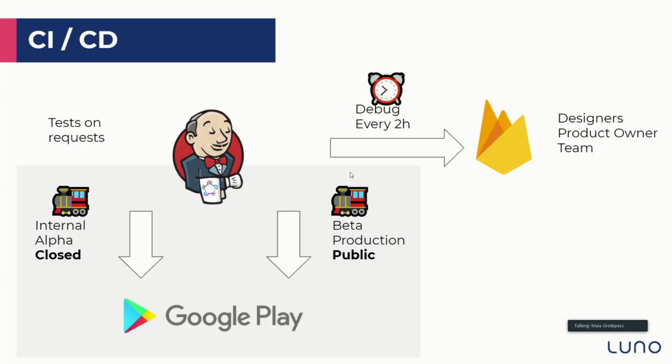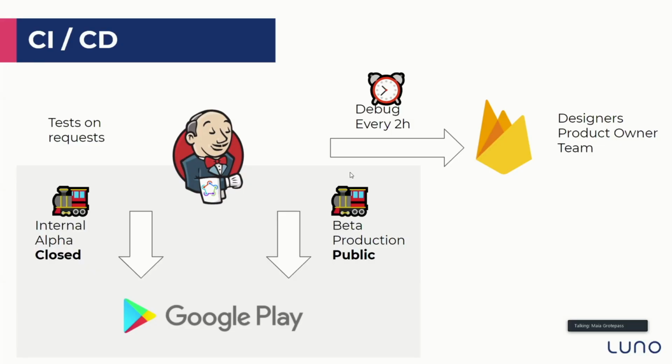And it's also a safe space. If you break something, you know you can fix it, and within the next 2 hours, someone will get a fixed version, and the designers, product owners, and team can choose which versions they want to install and test. This allows us to get quick feedback from our designers, product owners, and our team. The next step is we have internal and alpha versions being released, and those are closed versions, and they get released through Google Play. We also have public betas and public production versions that also get released through Google Play.